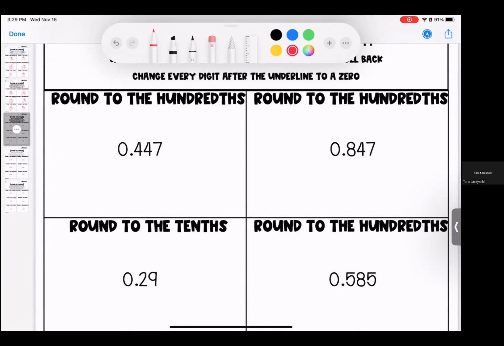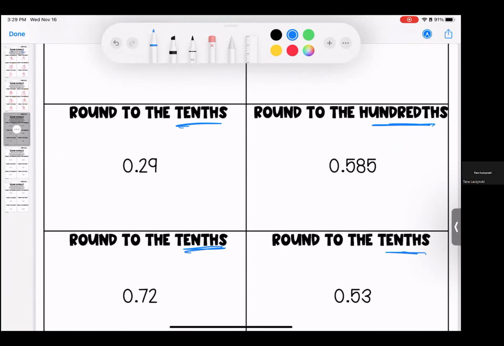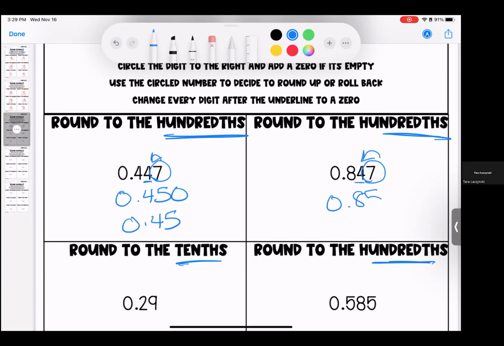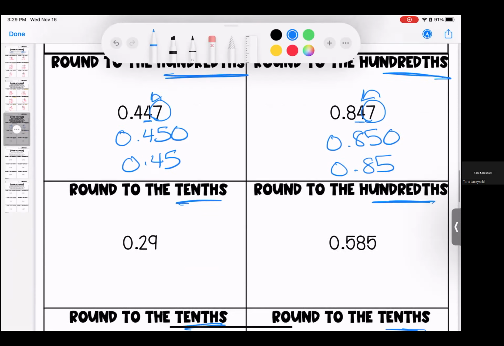If you are ready for page 3, here we go, making sure that I know what they're asking me to do. Underlining my values, starting with the hundredth. If I'm rounding to the nearest hundredth, that means I'm rounding that 4, and that 7 tells me what to do. My 4 rounds to a 5. Both of these would be correct. Rounding to the nearest hundredth means the 4 is what I'm rounding. The 7 tells me what to do. I'm going to round up to a 5. Both of these would be correct.